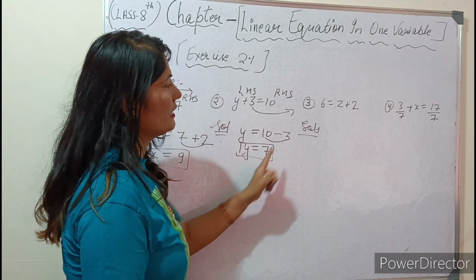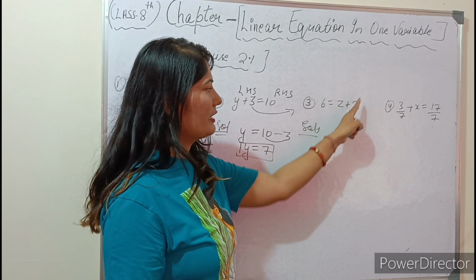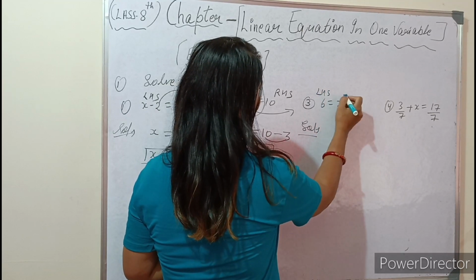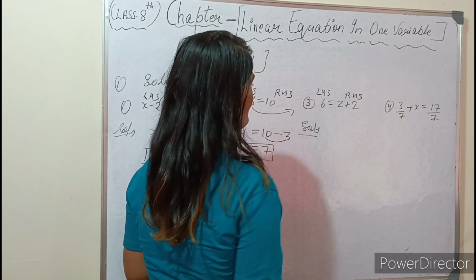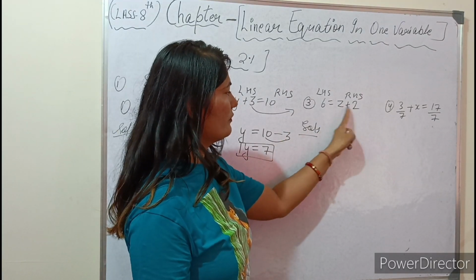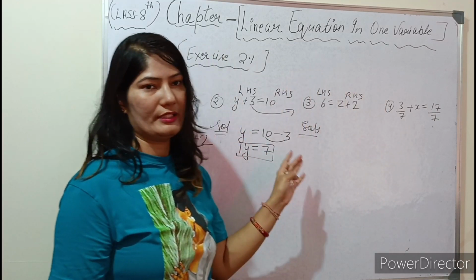Same here, you will see this time in the LHS part there is 6 and in the RHS side z plus 2. I am writing here this is LHS and this is RHS. Again the same rule you have to follow. So same here with the variable, whatever terms are there, you will shift all the terms to the other side.